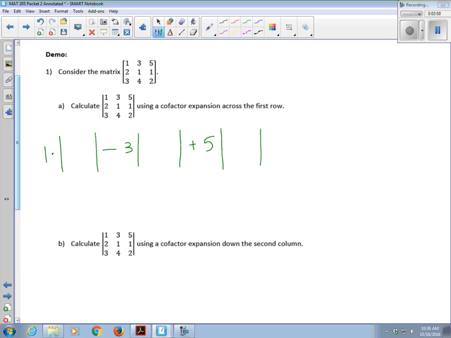For my 1 times a 2 by 2, the 2 by 2 I'm going to write in here is the one that remains when I cross out the column and the row that 1 is in. So the 2 by 2 that remains is 1, 1, 4, 2. Then I do the same thing for the 3. Cross out the row and column that the 3 lives in, and you're left with 2, 1, 3, 2. Finally you do it again for the 5, and you're left with 2, 1, 3, 4.